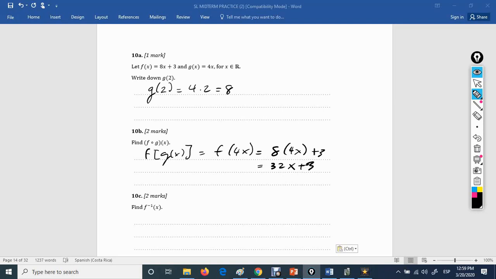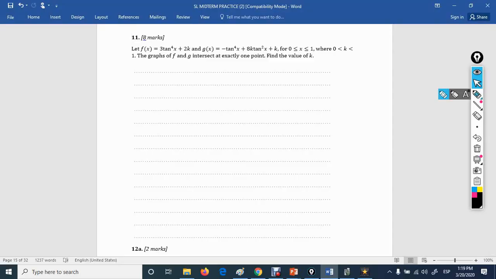And finally, find the inverse of f. So let's just do this quickly. So f is y equals 8x plus 3. Let's exchange x and y. So x equals 8y plus 3. So doing this very quickly, y would equal x minus 3 over 8. And this is the inverse of f.